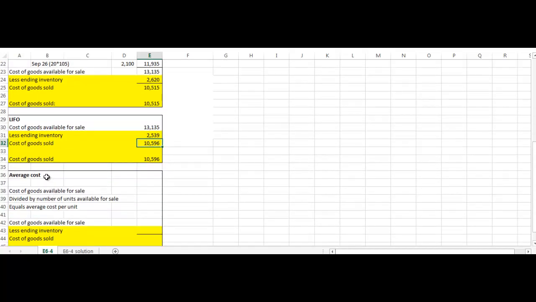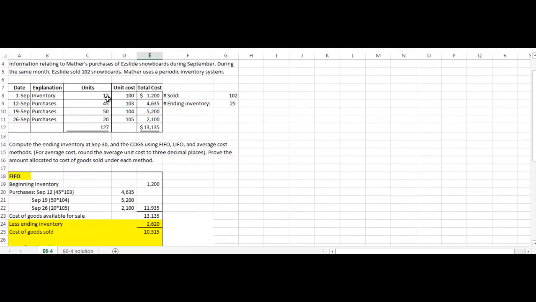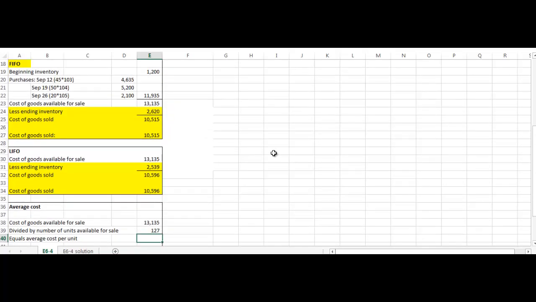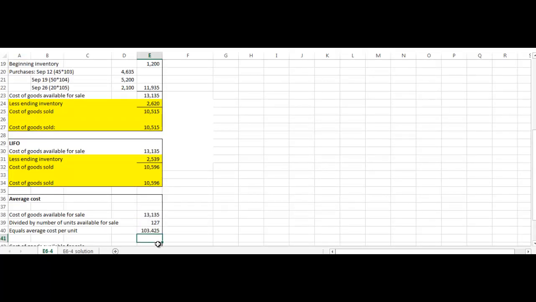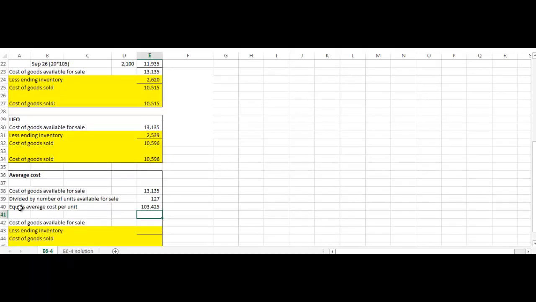Last up, average cost. You got it. Cost of goods available for sale. Handy little number to have there, right? Divided by the number of units available for sale. Well, up here we had our beginning inventory and purchases, all totaling 127. Therefore, that's the number we could possibly sell. To come up with our average price, we're going to take the cost of goods available for sale divided by the number available for sale to come up to 103.425. That's our average cost per unit.